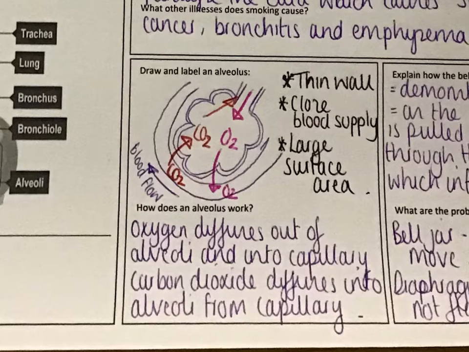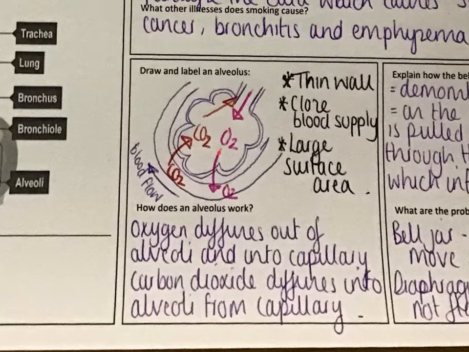So how does it work? When we breathe in, oxygen comes down from our bronchiole into our alveoli. When we've got lots of oxygen there, we have our blood capillary that's coming around. That blood capillary has got a high concentration of carbon dioxide because all the oxygen's been used in respiration and it is coming back to the lungs.